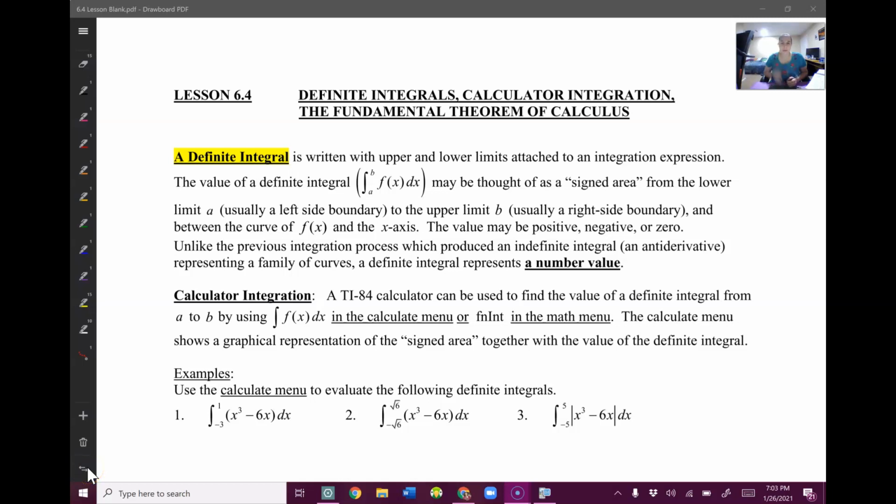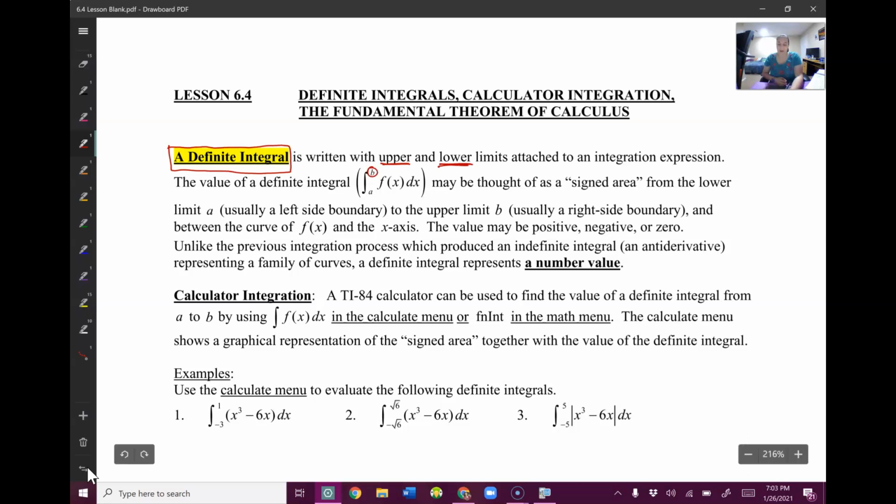Welcome to lesson 6.4. Now, up to this point, we have been doing what are called indefinite integrals, which is just basically like general integrals. Today we learn about a new kind of integral called a definite integral, right here. Now, a definite integral is written with upper and lower limits attached to the integration expression.